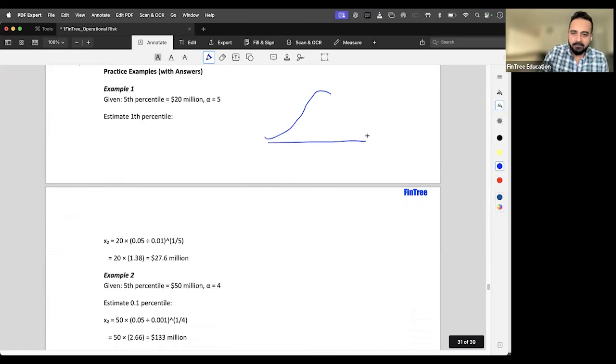Imagine at the fifth percentile, I'm looking at a loss of 20 million. How much loss will I have if I enter into the first percentile? That's what we're trying to figure out with power law, for which you need an operator called the alpha operator. What this alpha will be given to you on the test. So how would you make use of this alpha? You will say 20 million, multiplied with 5% divided by 1%.